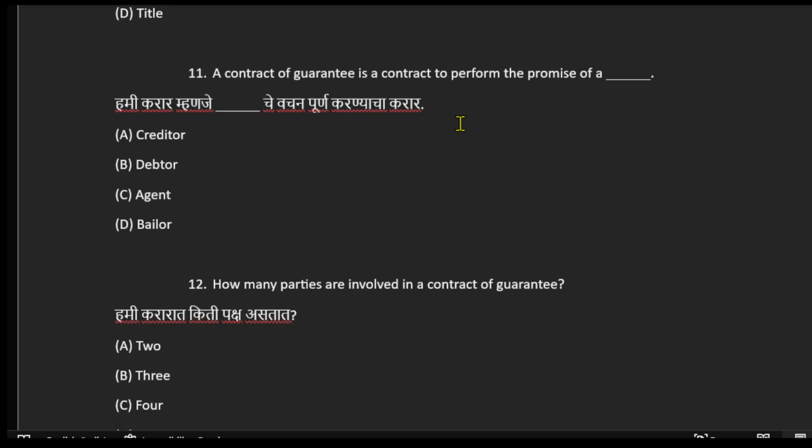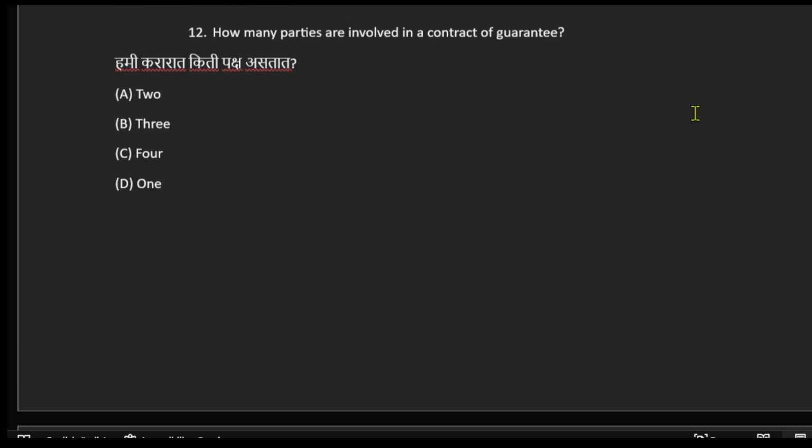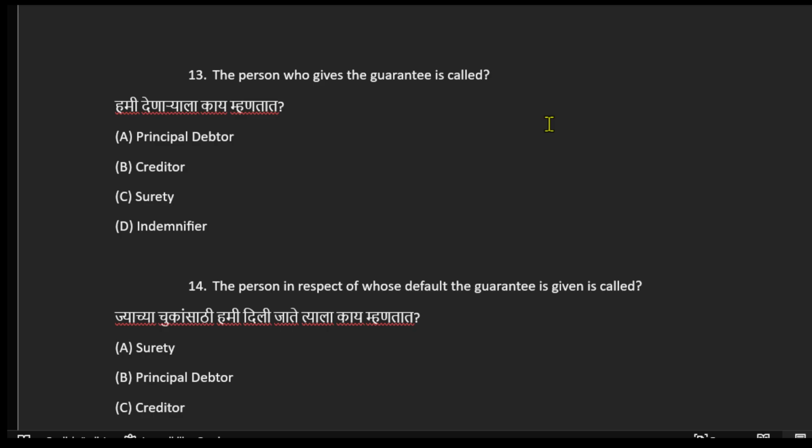11. A contract of guarantee is a contract to perform the promise of a debtor. 12. How many parties are involved in a contract of guarantee? D option is correct, 1. 13. The person who gives the guarantee is called principal debtor.